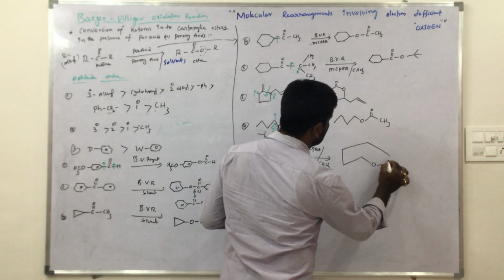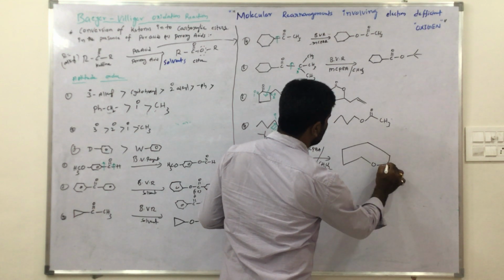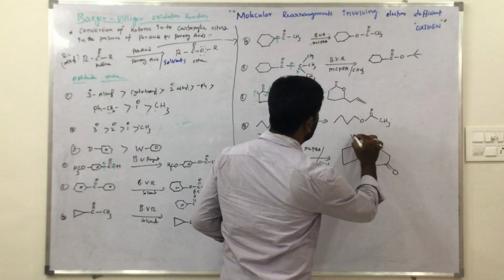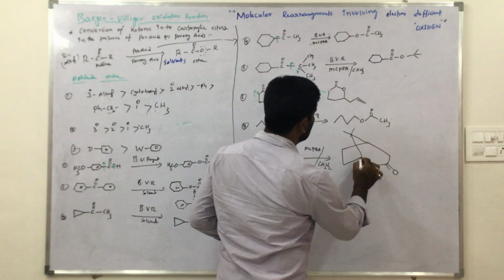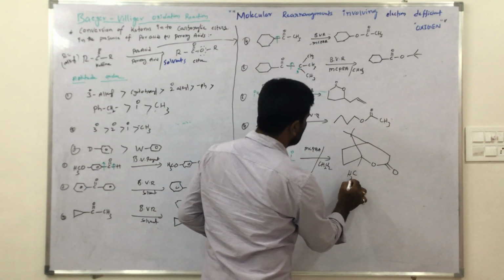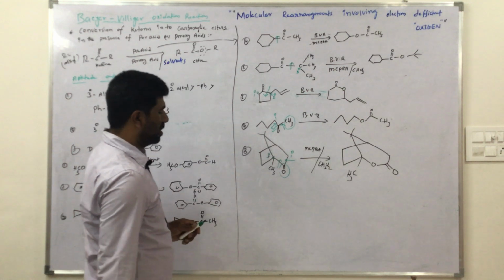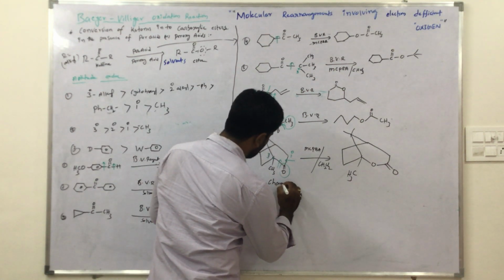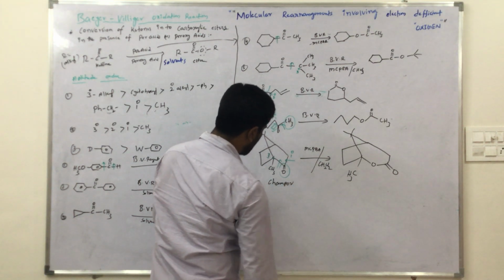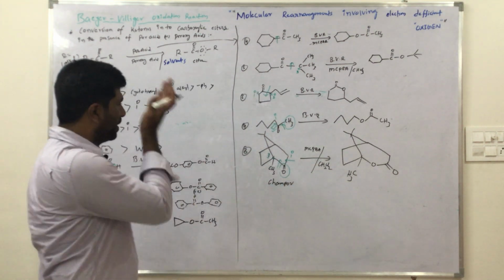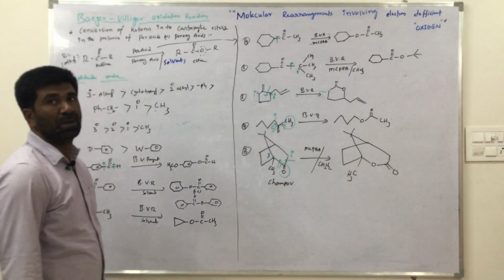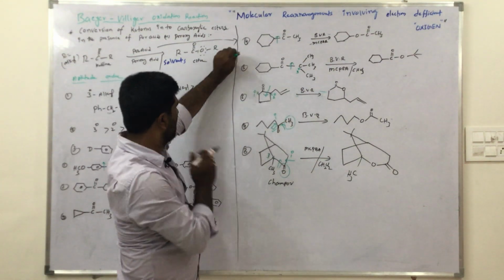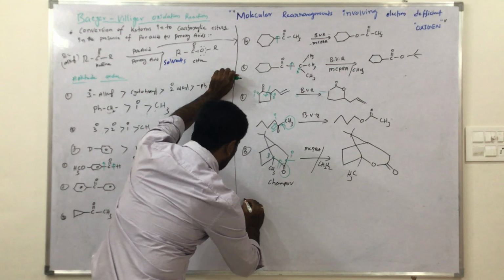Here oxygen, this is double bond O, 3 methyls, and here also, right? This is camphor. This compound name is camphor, right? Clear? Now next example.